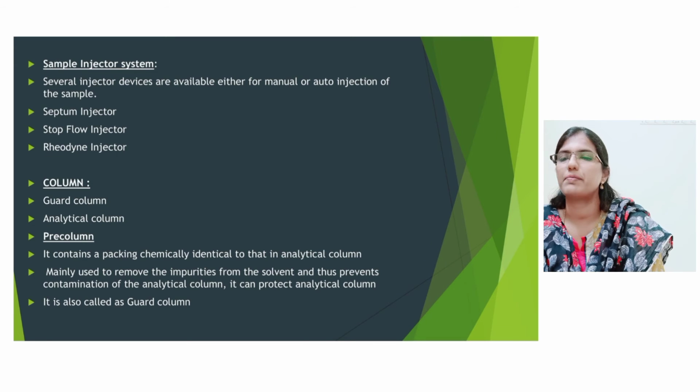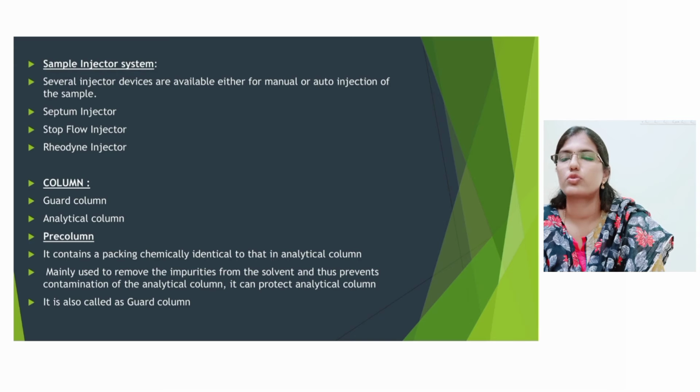And the next one is sample injector system. Several injector devices are available, either for manual or auto injection of the sample. Those are septum injectors, stop flow injectors, Rheodyne injectors. And the next one is column. There are two types of column: guard column and analytical column.